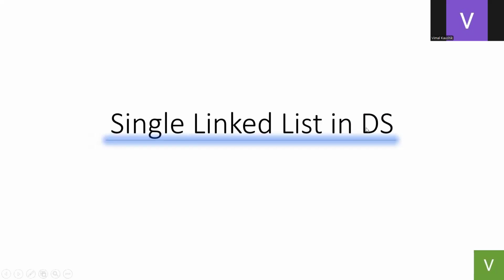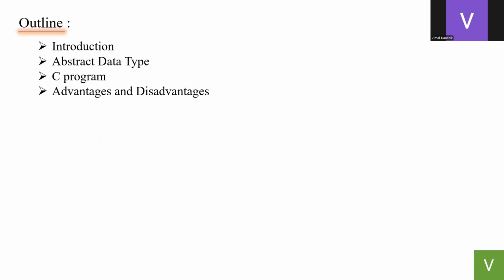Hello everyone. In this video, we are going to discuss single linked list in data structures. This is the outline of this video. This video consists of an introduction to linked list, abstract data types, that is various operations that can be performed on a linked list, a C program, advantages and disadvantages of linked list.